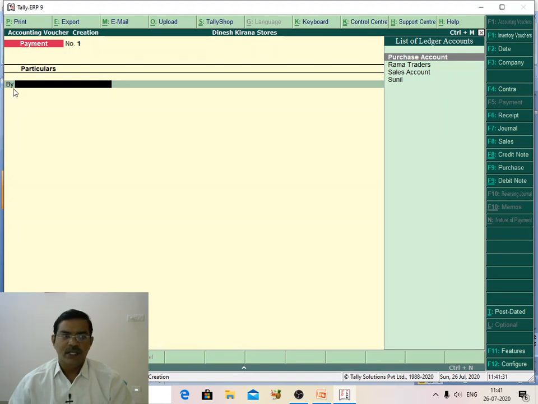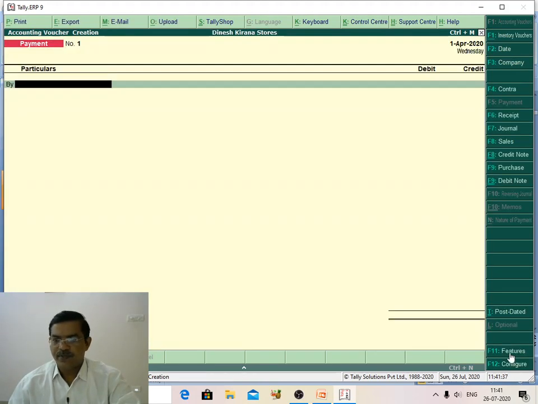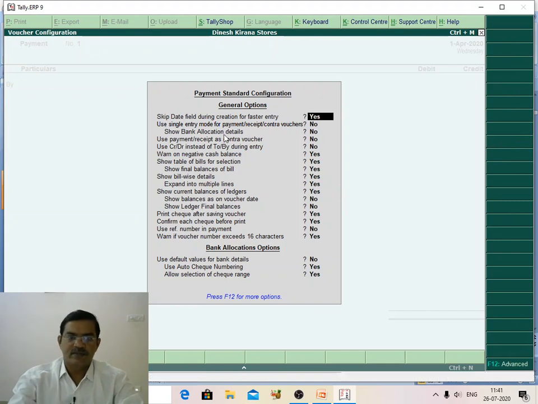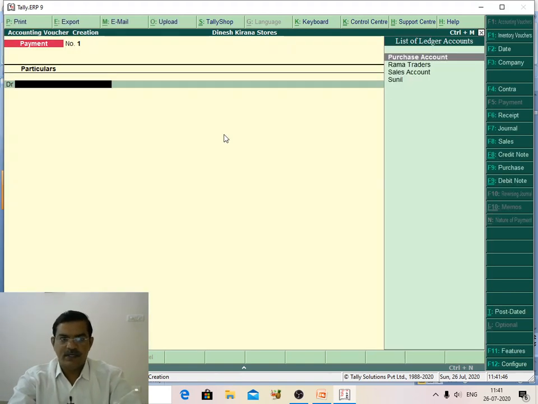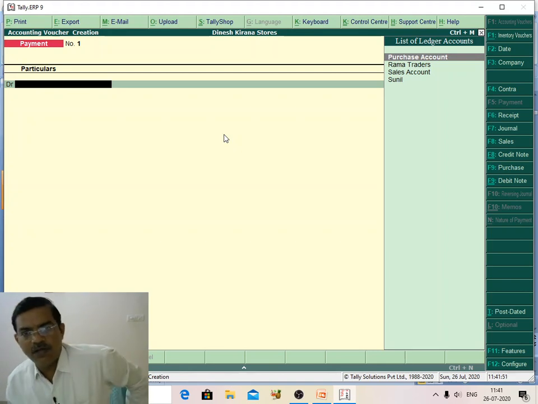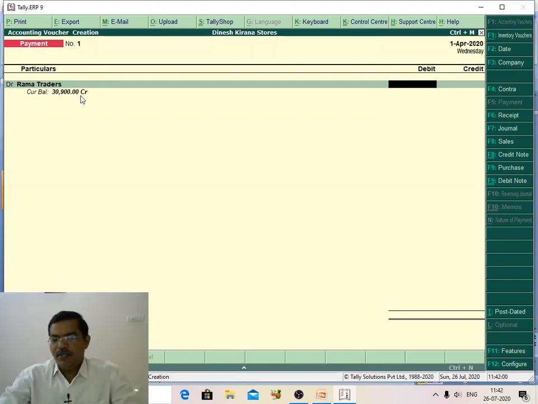Here, the screen is. So which is the debit account? Rama Traders is the debit account. And how much amount? What is the bill? The bill amount is 30,900. We need to pay. Now I am paying 30,900, the debit item.